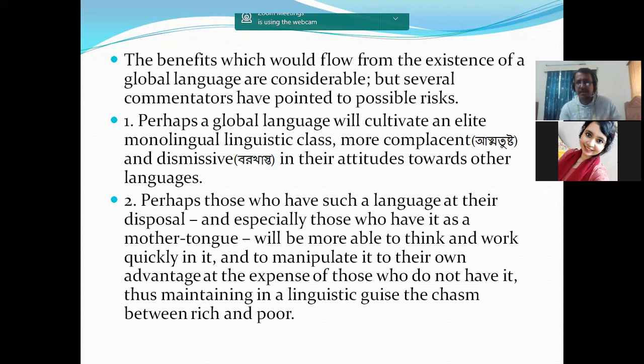Number two, perhaps those who have such a language at their disposal, especially those who have it as a mother tongue, will be more able to think and work quickly on it. Another thing is that the person who uses English as their mother language will have more linguistic power than us who use the English language as a second language or the international language.